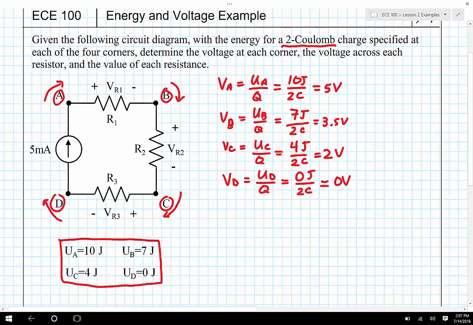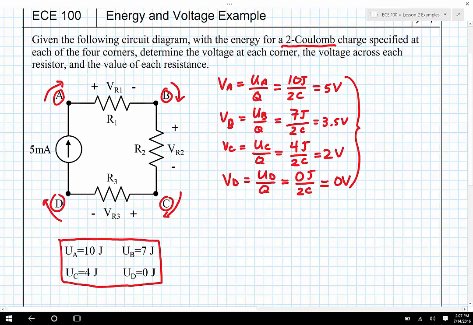Now I know that in your experience with physics classes, it's much more common for you to have information about the energy in joules. But as a circuit analyst, it's very weird to get information about energy in joules, because that, of course, depends upon the amount of charge. It's much more common for us to work with voltages. And so as a circuit analyst, I'm much more comfortable now that we have the information about these four voltages. Now we can tackle the rest of the problem.